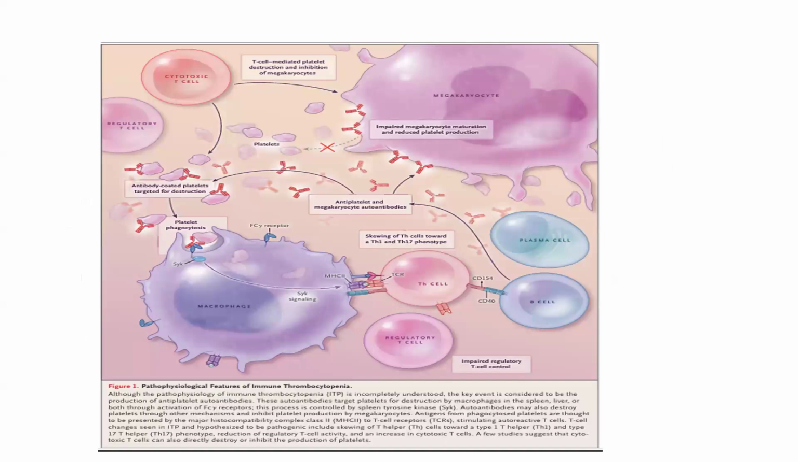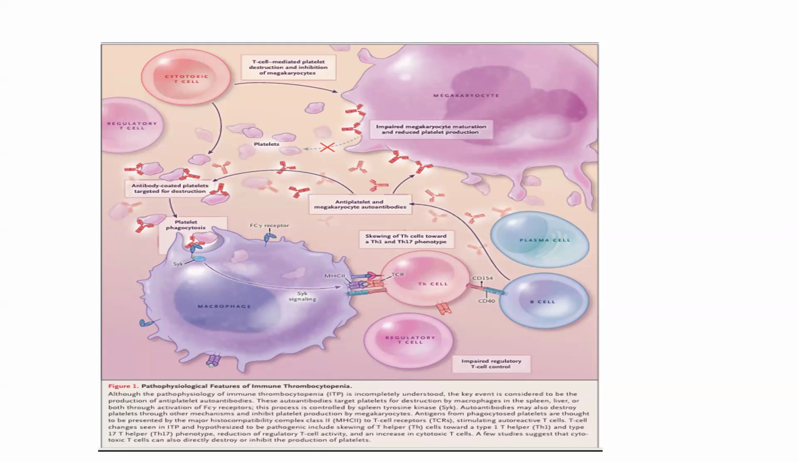The pathophysiology of immune thrombocytopenia is not completely understood, but the key event is considered to be the production of antiplatelet autoantibodies. These autoantibodies direct platelets for destruction by macrophages in spleen, liver, or both through activation of the Fc gamma receptor. This process is controlled by the spleen tyrosine kinase. Autoantibody may also destroy platelets through other mechanisms and inhibit platelet production by megakaryocytes.